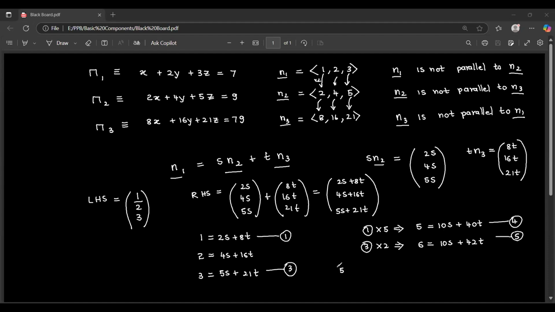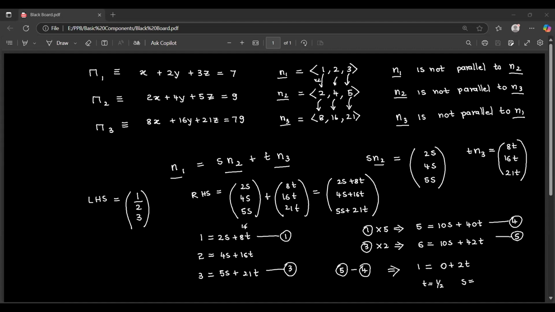So let's say this is the fourth equation, and let's say this is the fifth equation. I'm going to subtract the fourth equation from the fifth equation. That will give me 1 is equal to 0 plus 2t. So t is equal to half, and s will be equal to, here 4, so if I bring it this side, this will be minus 3. So s will be equal to minus 2 over 3. Is it working? Minus 2 over 3, is it correct?